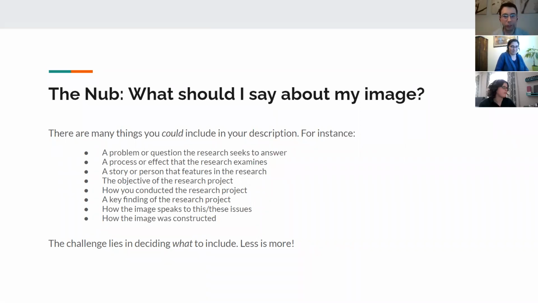A problem or question the research seeks to answer, a process or effect that the research examines, a story or person that features in the research, the objective of the research project, how you conducted it, what a key finding is, two really important ones potentially, how the image speaks to these issues, or how the image was constructed. Now, here's the really important point about this list. Number one, it's not exhaustive. There are lots of other things that you could potentially say. And number two, most important, I'm not suggesting that you should cover all of these things.